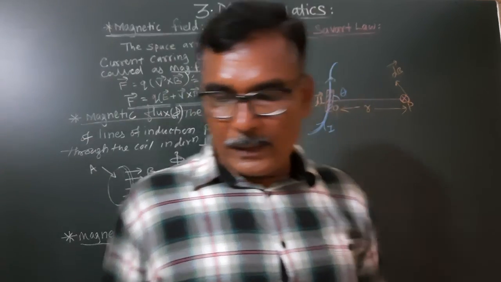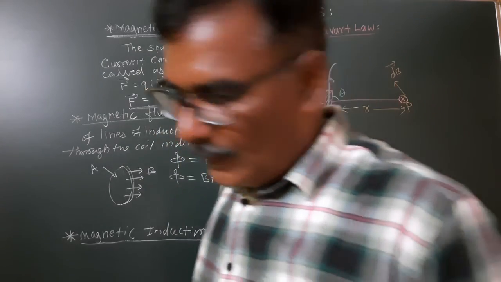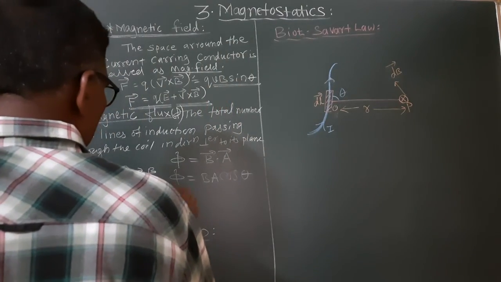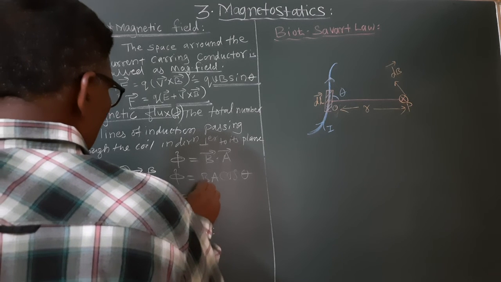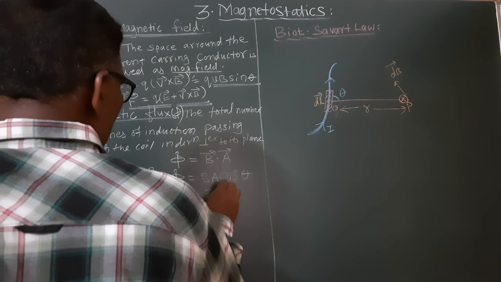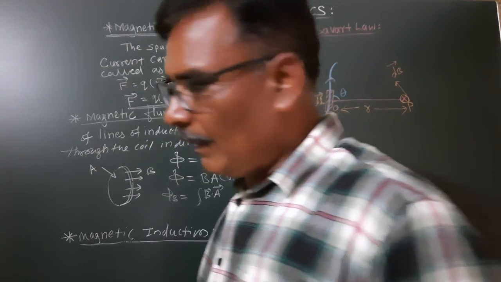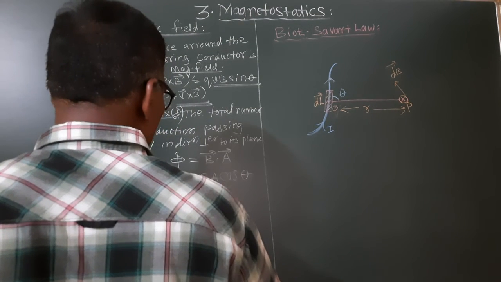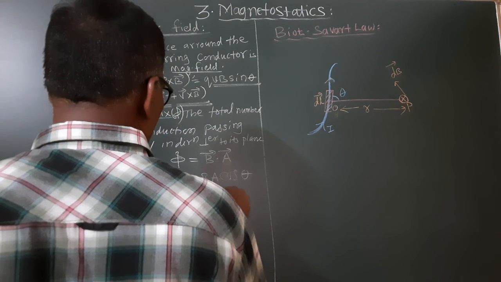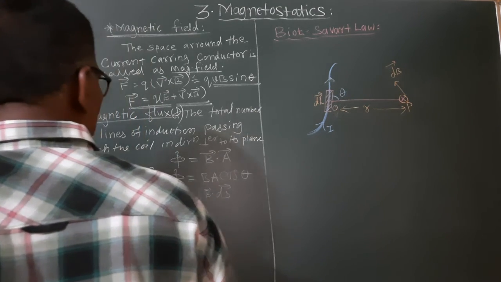This is called magnetic flux, and it can also be written in the form of integration. Magnetic flux phi is equal to the surface integral of B bar dot ds bar, or B bar dot A bar, over the surface. Yes, this is how magnetic flux can be written.